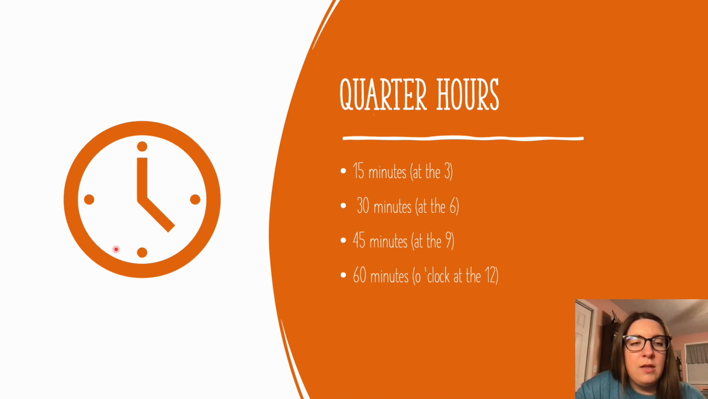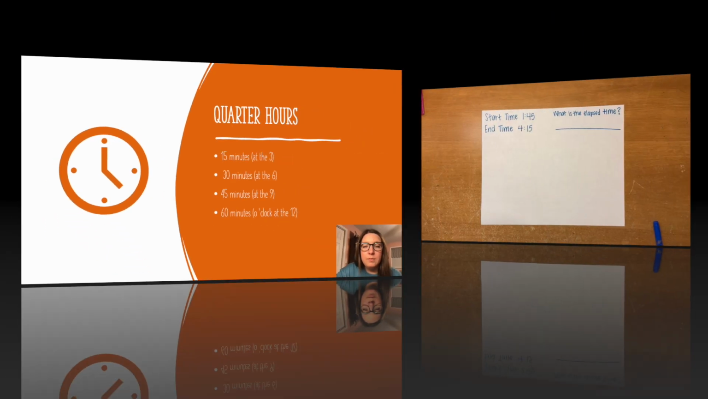Okay, I know that this clock does not have the numbers, but 3 is equal to 15. And then we go 15 more minutes and we get to 6. And that would be 30 minutes. And then 15 more minutes, we hit the 9. And that would be 45. And then 15 more minutes is when we hit the 12 and we reach the next hour, o'clock.